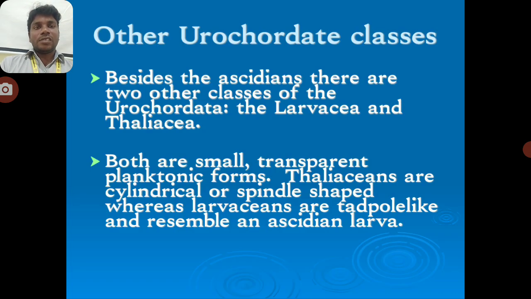Besides the ascidians, there are two other classes of Urochordates, the Larvaceans and Thaliaceans. Both are small, transparent planktonic forms. Thaliaceans are cylindrical or spindle shaped, whereas Larvaceans are tadpole-like and resemble an ascidian larva.